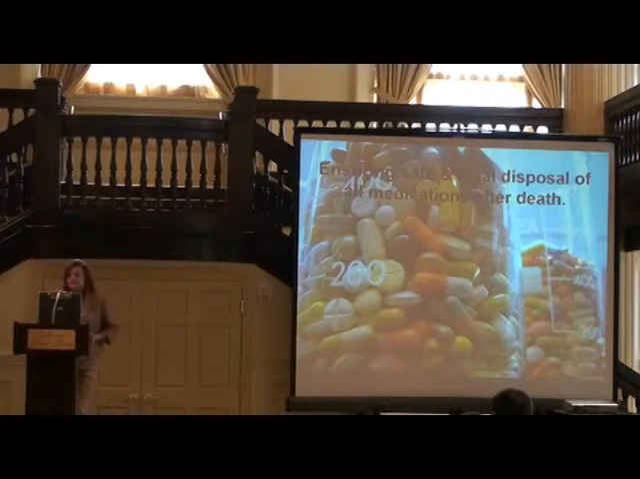One of the other things is the safe and legal disposal of medications. This is a big problem in hospice when patients get to that point, especially in the outpatient setting, because they usually have a lot of controlled substances at home.